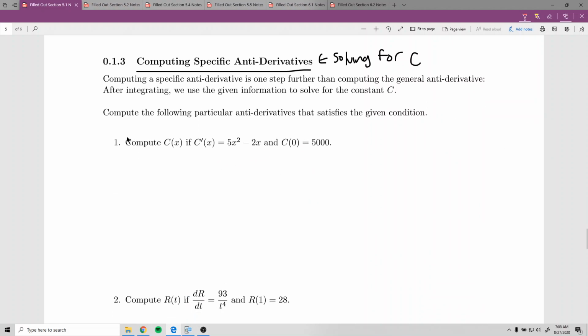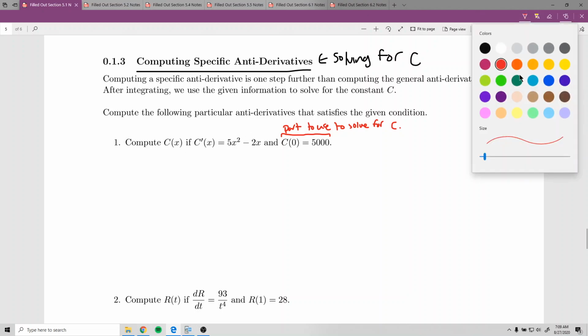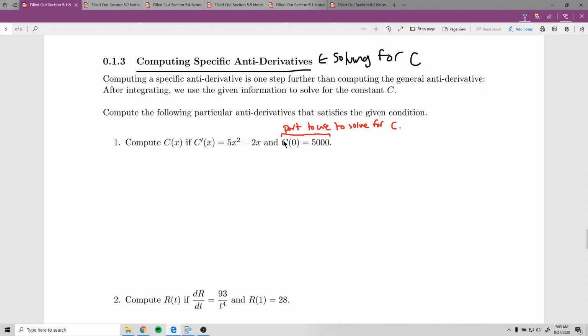All right, so I just have a few problems here because they might word this with different notation. I want to make sure nothing's missed. Number 1 says compute C of x if C prime of x equals 5x squared minus 2x and C of 0 equals 5,000. This is going to be the part that lets you solve for C. Even though we're not given the integral notation, the first part is exactly asking us to do the integral: figure out the function from its derivative. So if we weren't given this part, we would be doing stuff from last time.